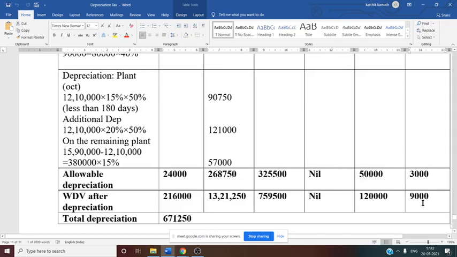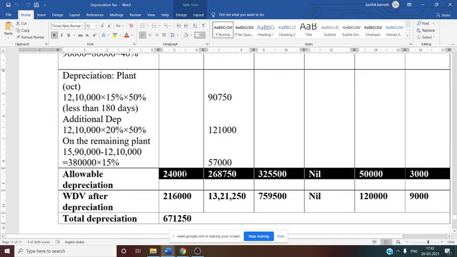So we have calculated allowable depreciation, we have calculated written down value after depreciation. Now one more thing we want is total depreciation. Total depreciation answer we want. So how to get the total depreciation answer? Allowable depreciation total we want. Allowable depreciation total. So 24,000 plus 2,68,750 plus 3,25,500 plus 50,000 plus 3,000. You will get 6,71,250. So this is your total allowable depreciation.